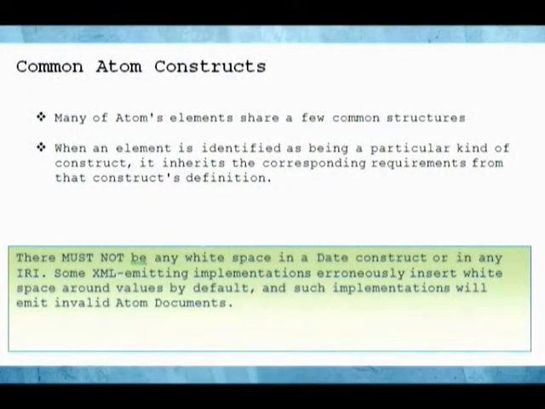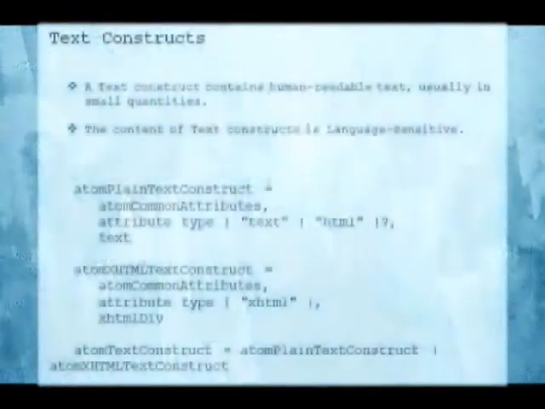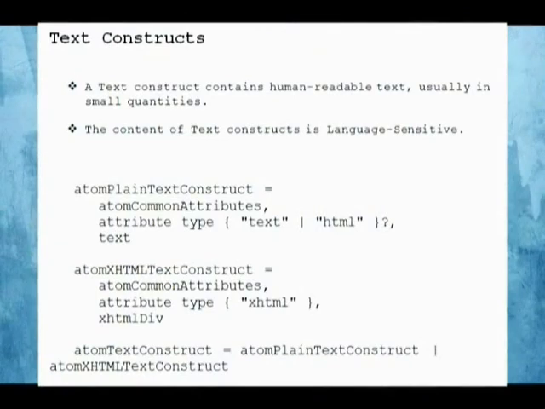Common Atom constructs. Many of Atom's elements share a few common structures. When an element is identified as being a particular kind of construct, it inherits the corresponding requirements from that construct's definition. There must not be any white space in a date construct or in any IRI. Some XML emitting implementations erroneously insert white space around values by default, and such implementations will emit invalid Atom documents.